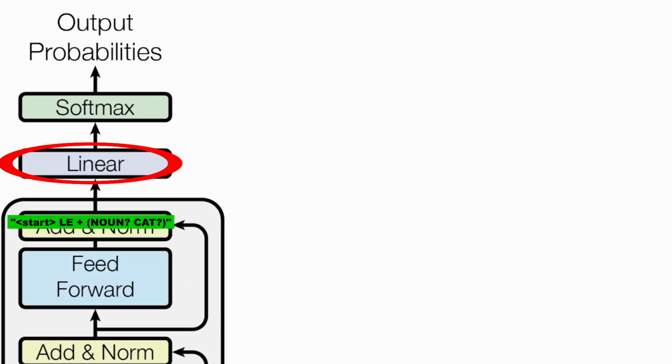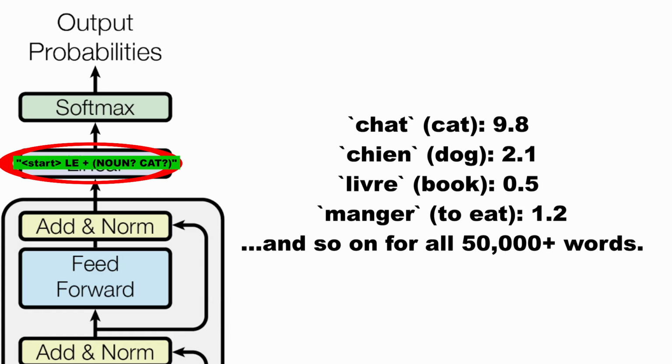The linear layer acts like a giant dictionary containing every single possible French word the model knows, tens of thousands of them. It takes our final, highly refined vector from the top of the decoder stack and projects it into a massive list of raw scores. There is one score for every single word in the dictionary. Based on the context vector, which strongly suggests a singular masculine animal, the scores might look something like this.